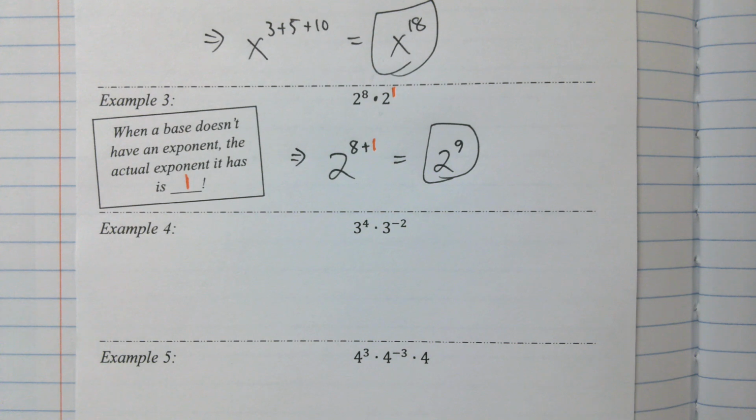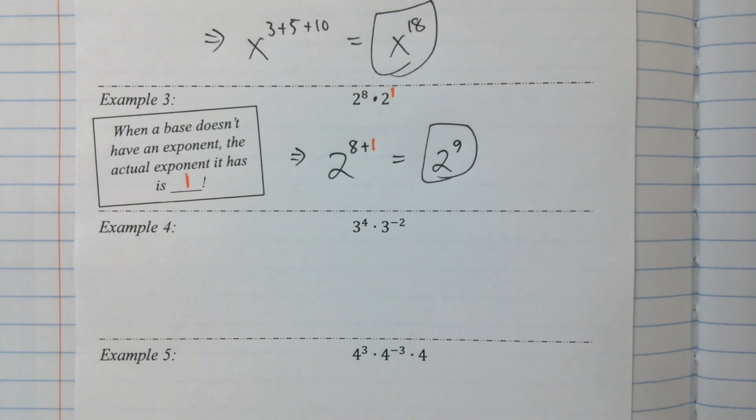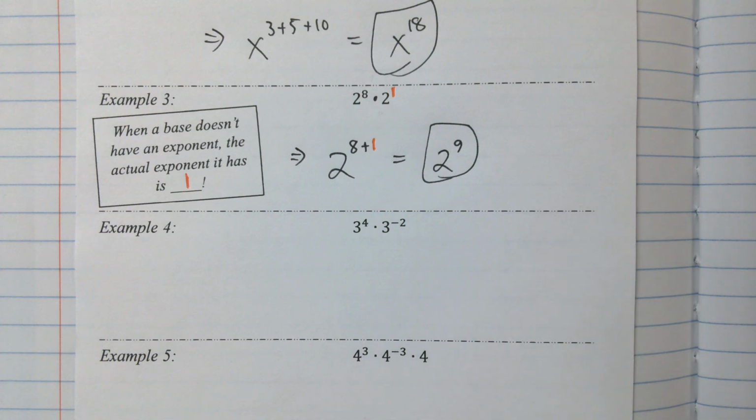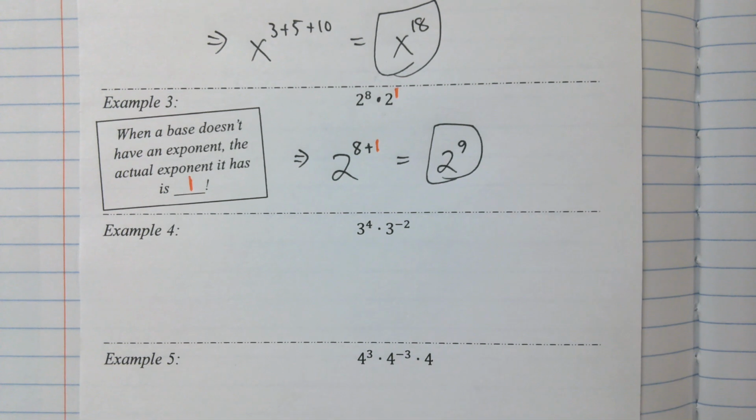So don't forget about that invisible 1 on top of your base. If you've just got a regular old number, regular old variable, make sure to include that 1.